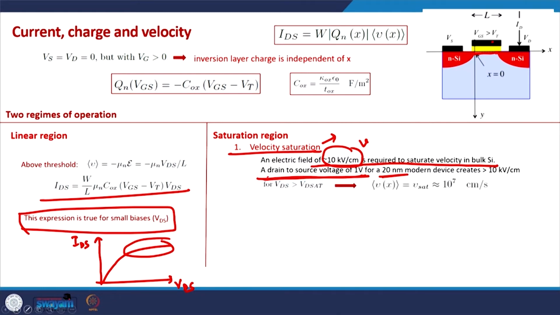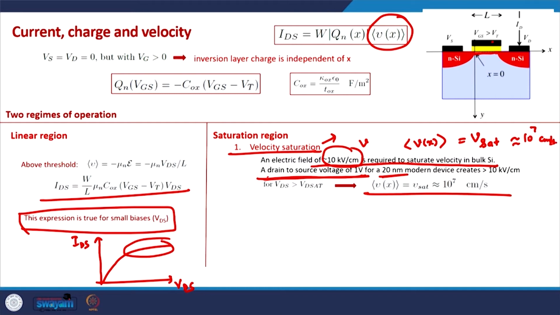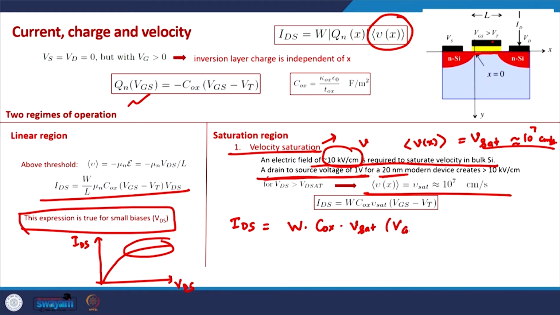Okay. So, generally the velocity saturates to this value. So, the Vx term becomes the Vsat, which is typically 10 to the power 7 centimeter per second. So, in this case for the current, we just need to put in this Qn and this velocity, so that this IDS essentially becomes W times Cox times Vsat times Vgs minus Vt.